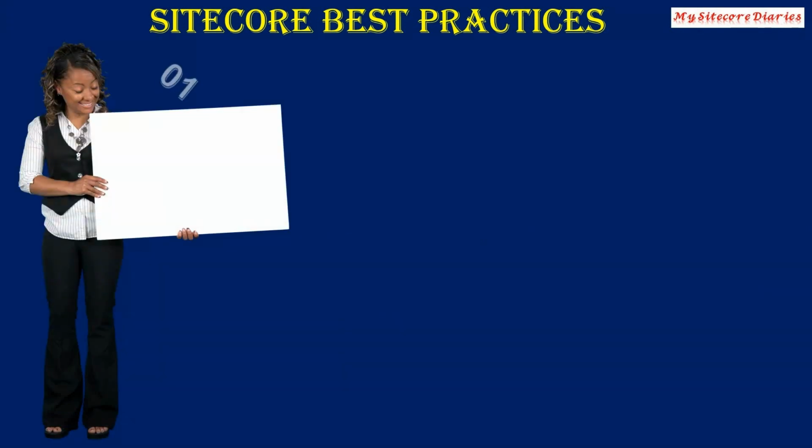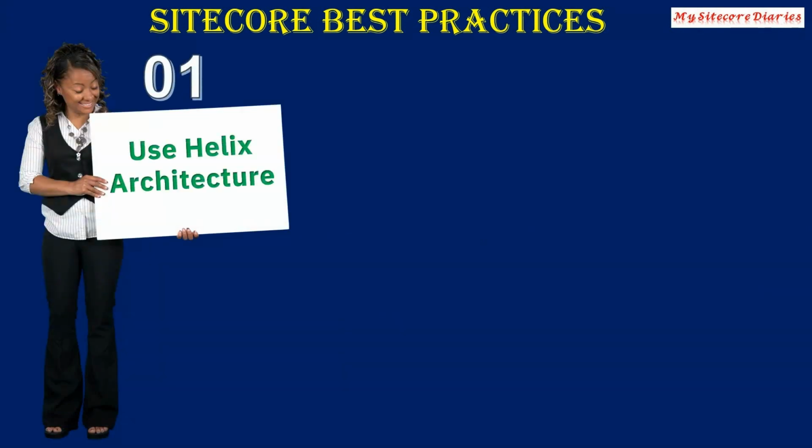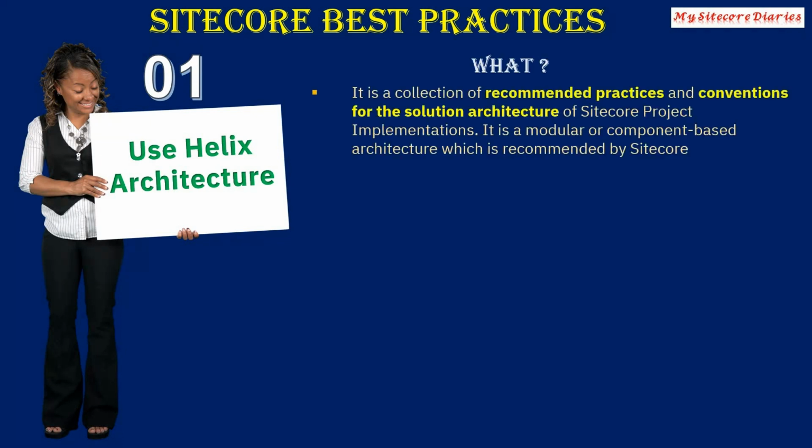So the first best practice is the use of Helix architecture. What is Helix architecture? It is a collection of recommended practices and conventions for the solution architecture of Sitecore project implementation. It is a modular or component based architecture which is recommended by Sitecore. Now, what is Helix architecture in detail? We already have one video. I will be giving the link of that video in the I button. You can have a detailed understanding of Helix architecture.